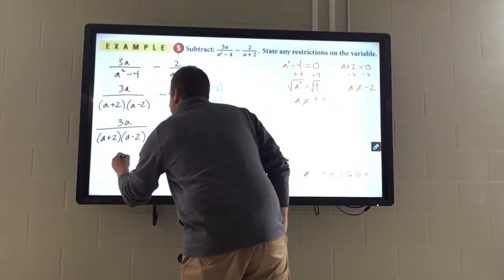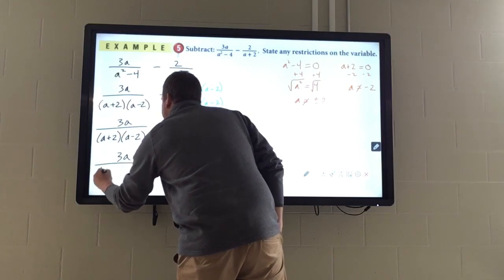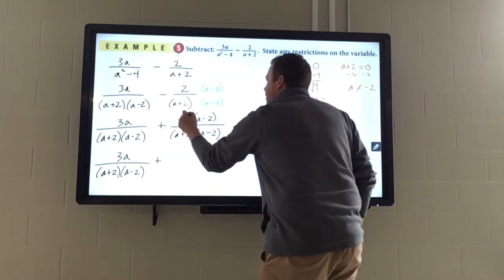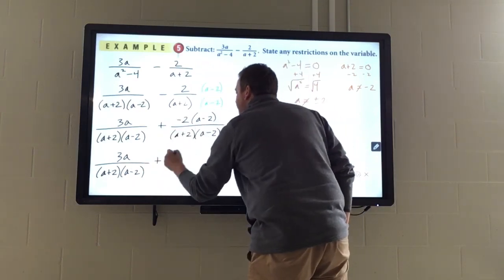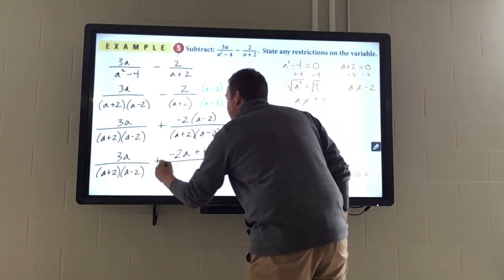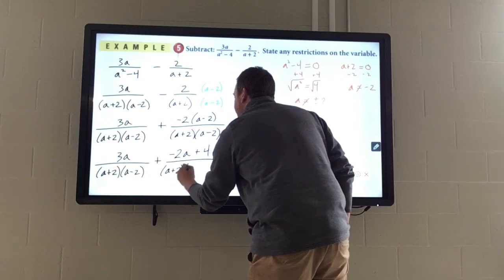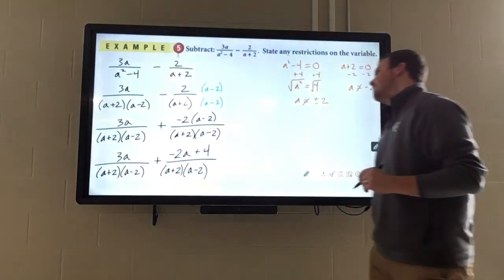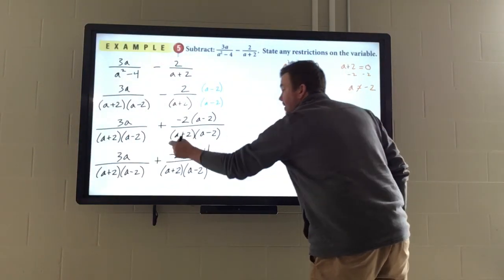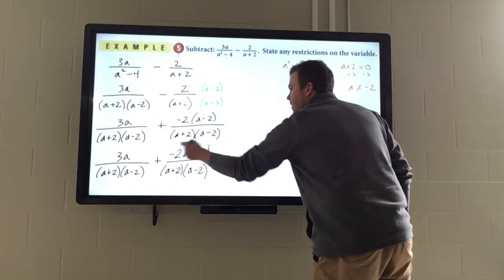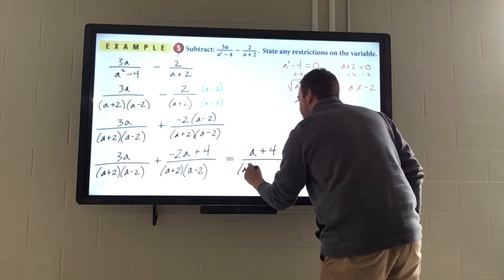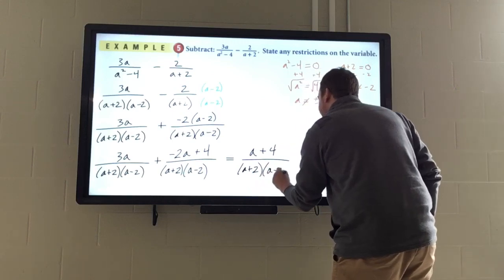So 3a over a plus 2 times a minus 2 plus, I'm going to distribute this negative 2. Negative 2 times a is negative 2a. Negative 2 times negative 2 is a positive 4 over a plus 2 times a minus 2, equals 3a plus a negative 2a is just a. Nothing plus 4 is 4 over a plus 2 times a minus 2.